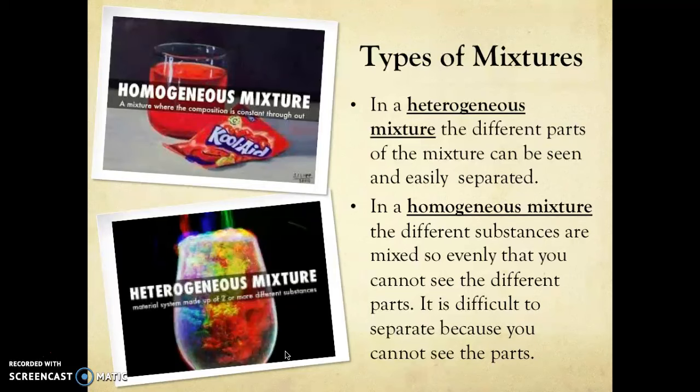Now, homogeneous is when they're mixed so evenly that you can't see the different parts. And you can't just go in and pick out the different parts easily. Because you can't see the different parts. You can't see where one part stops and another part begins. So the example on the screen is Kool-Aid, and any sort of powdered drink mix in general. You mix the Kool-Aid powder in with the water, and once it's mixed, you can't point out a different part of the cup and say, this is just the Kool-Aid powder and this is just the water. It's mixed so well that it's all one thing.